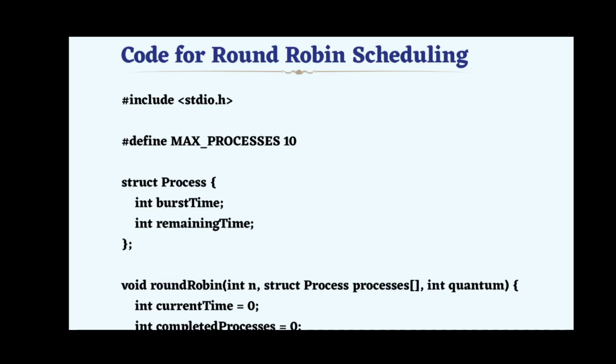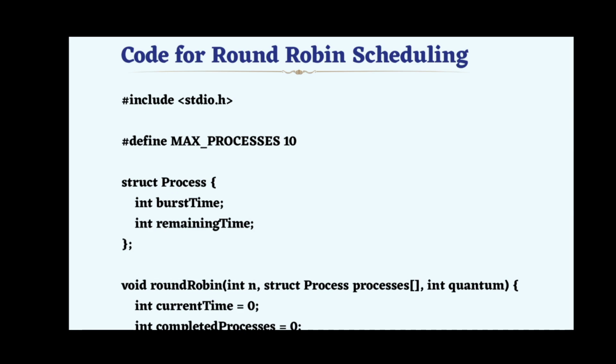Let's understand the code for round robin scheduling. Here we are defining the header file as include stdio.h. Now we have to define how many processes the code will accept. Here we have defined MAX_PROCESSES as 10. It means that the code will accept at most 10 processes.